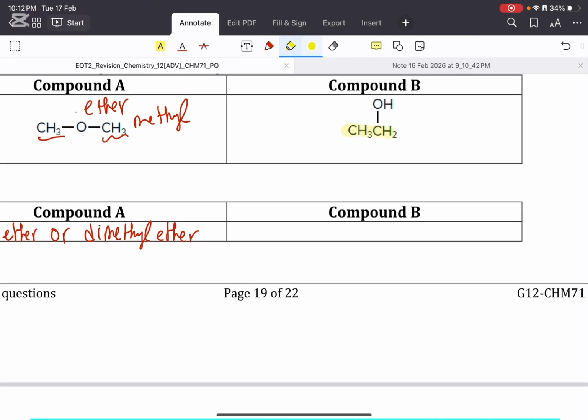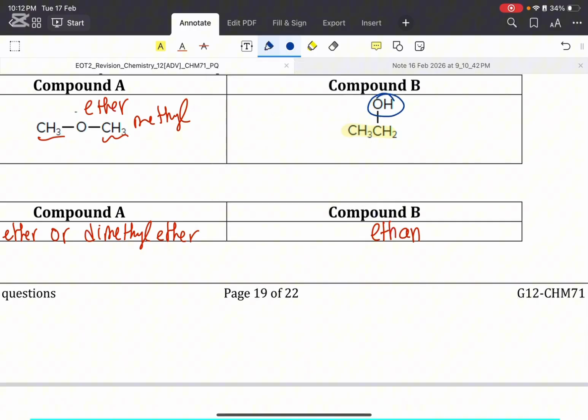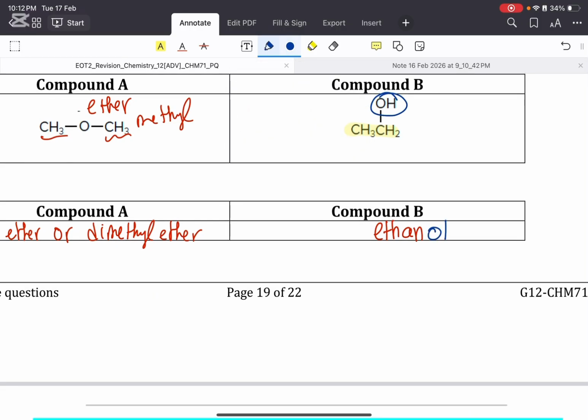Now the main chain here is made up of 2 carbons. That's an ethane. Now this functional group is an alcohol, so I have an ethanol. There's no need to say 1 because there are only 2 carbons.